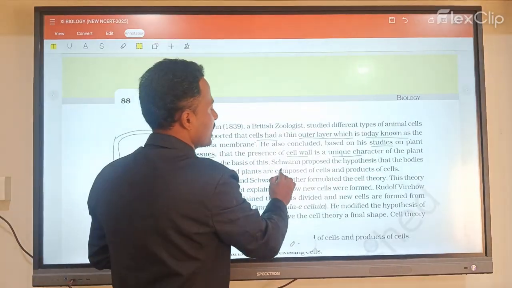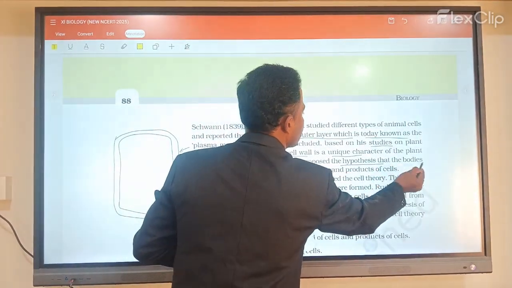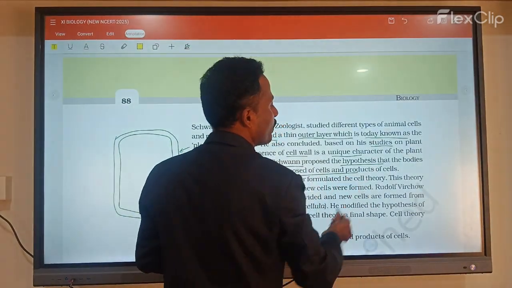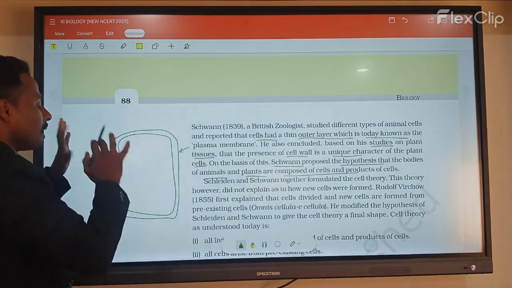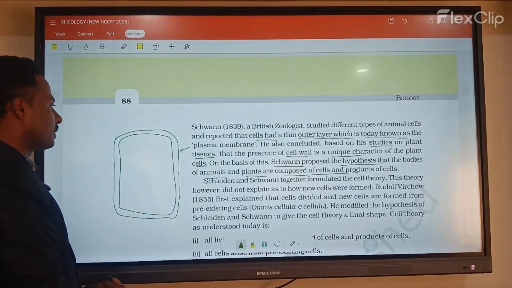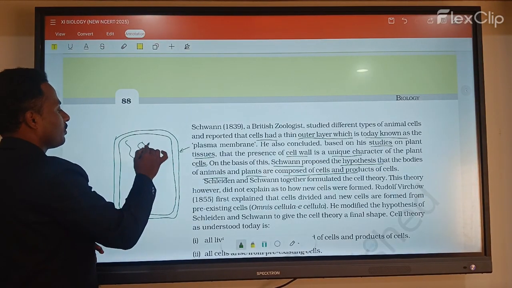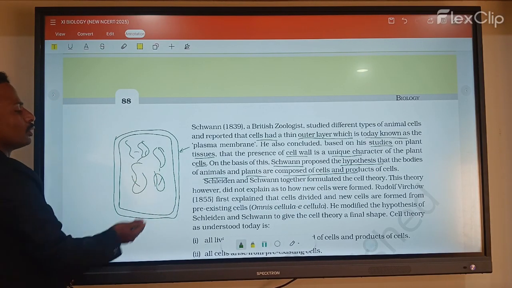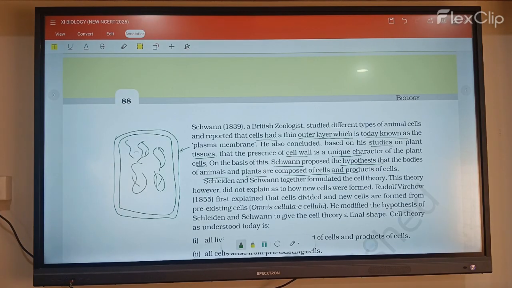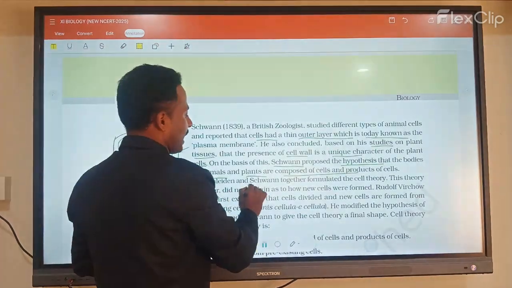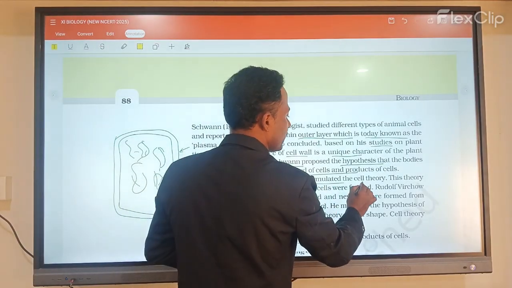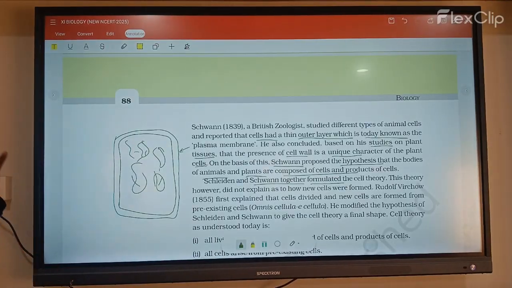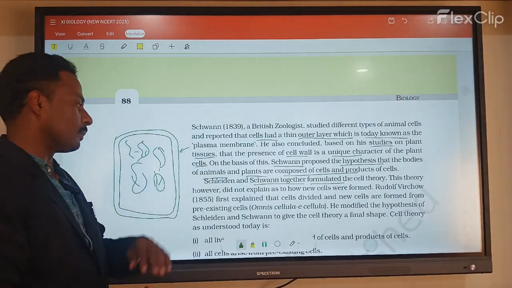On the basis of this, Schwann proposed the hypothesis that the bodies of animals and plants are composed of cells and products of cells. Any one particular plant cell or animal cell is composed of a number of cell organelles, present in both plant and animal cells. Schleiden and Schwann together formulated the cell theory. These two scientists together gave one hypothesis about the cell theory.